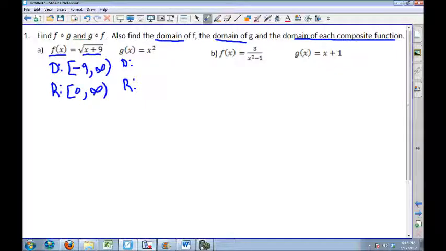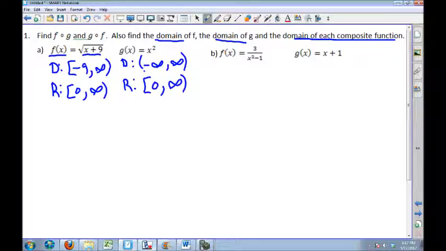For g of x, since the parent function for g of x is actually x squared, this is the quadratic function, it will share the same domain and range as that function, which is all real numbers, so between negative infinity to infinity. And its range, when I square something, it's only positive numbers, so it'll be between 0 and infinity.